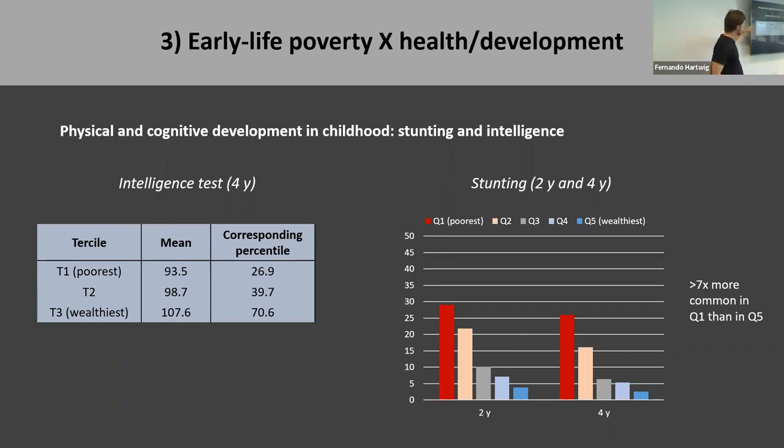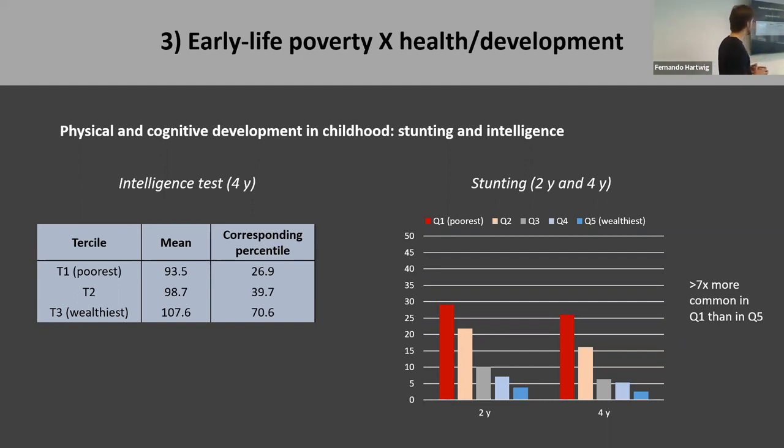And here I'm just looking at the average value of this test among different groups of the population. So comparing the poorest, the sort of mid group, and the wealthiest. And we can clearly see that the average value of this test increases as we increase the socioeconomic position at birth. But what does that mean, like going from 93.5 to 107.6? So what does that mean?